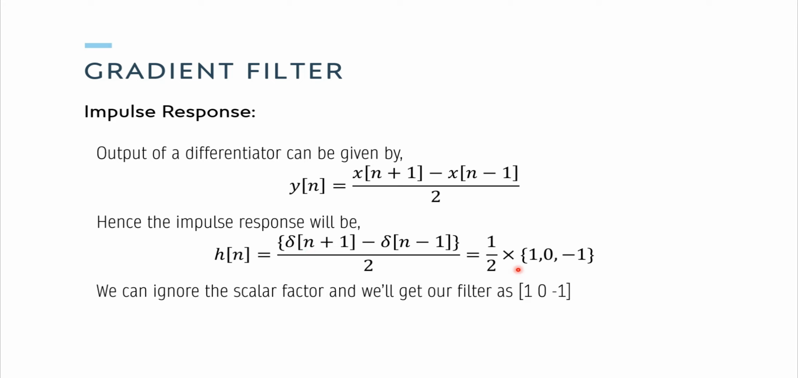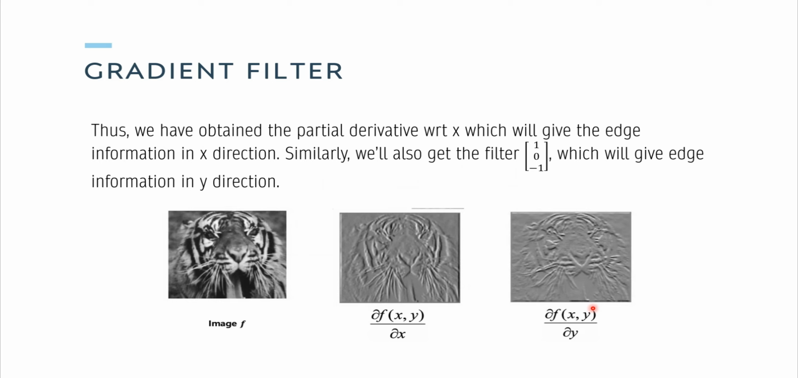We can ignore the scalar factor and hence we'll get our output as 1, 0, and -1. And this will be our filter. Thus, we have obtained the partial derivative with respect to x. However, this will only give the edges along the x direction. We also need to use the partial derivative with respect to y to get the edges along the y direction. For that, we'll use this filter, 1, 0, and -1.